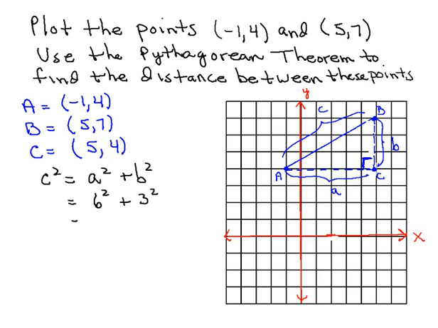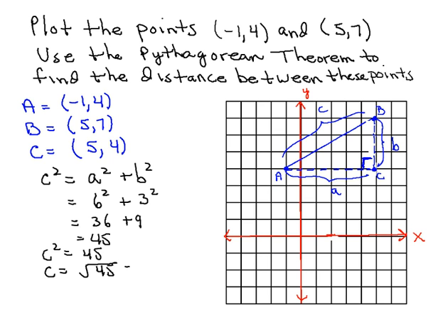So now simplifying further, we're going to have 36 plus 9, which is 45. So c squared is equal to 45, or c is equal to the square root of 45.